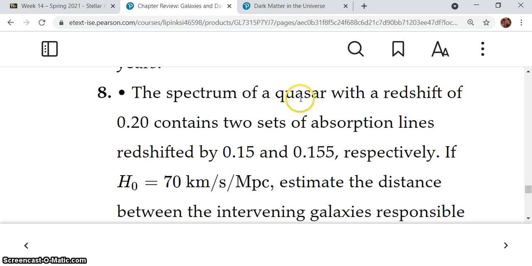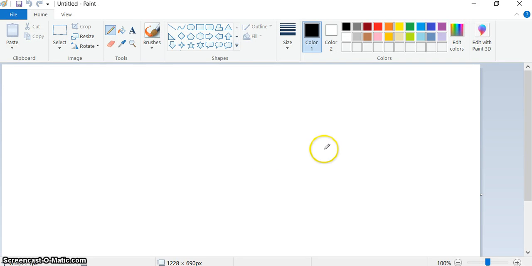Well, that was their distance when the light from the quasar left. But in between, it passed this galaxy, or something. It could have just been a cold cloud, but more than likely it was a galaxy that absorbed the energy at this rate. And so what we can do now is figure out the distance to the galaxy in between.